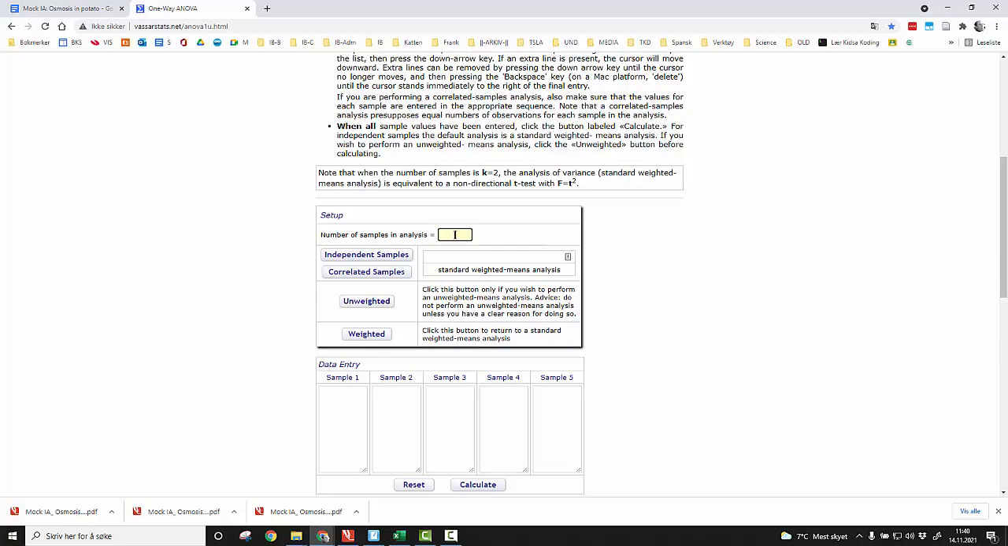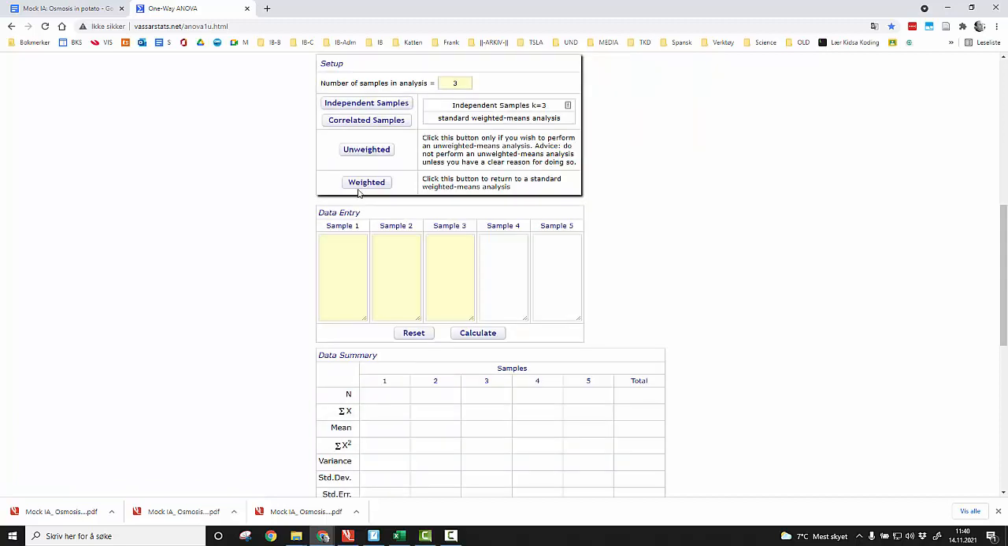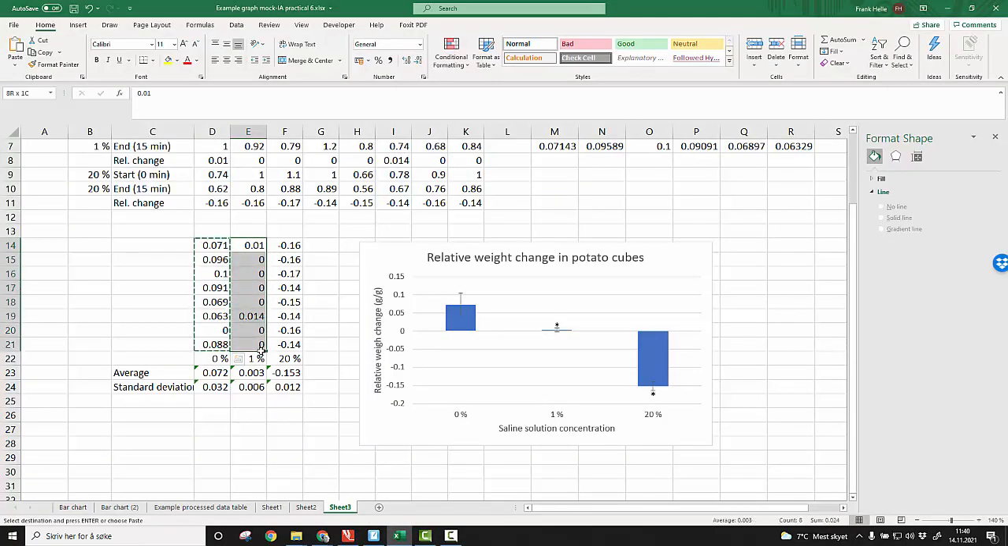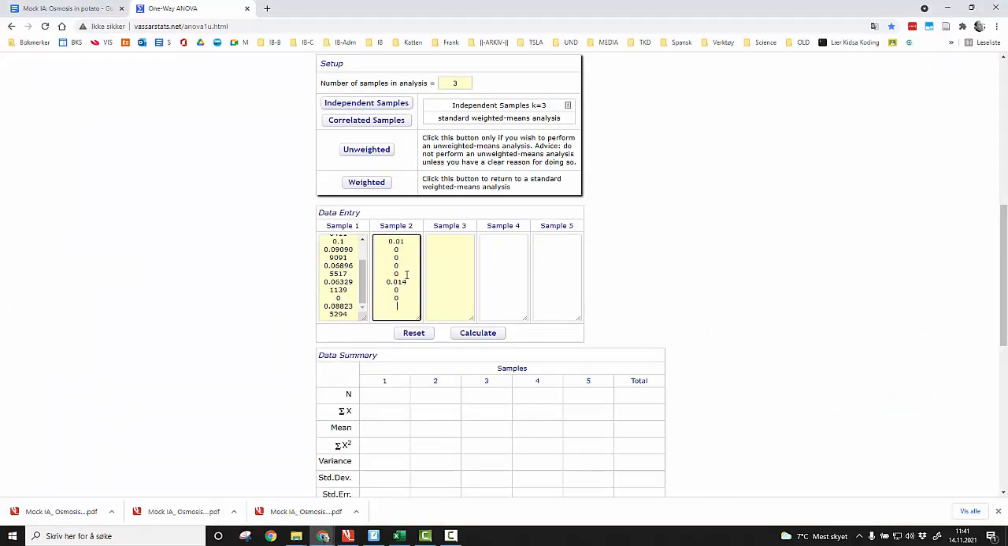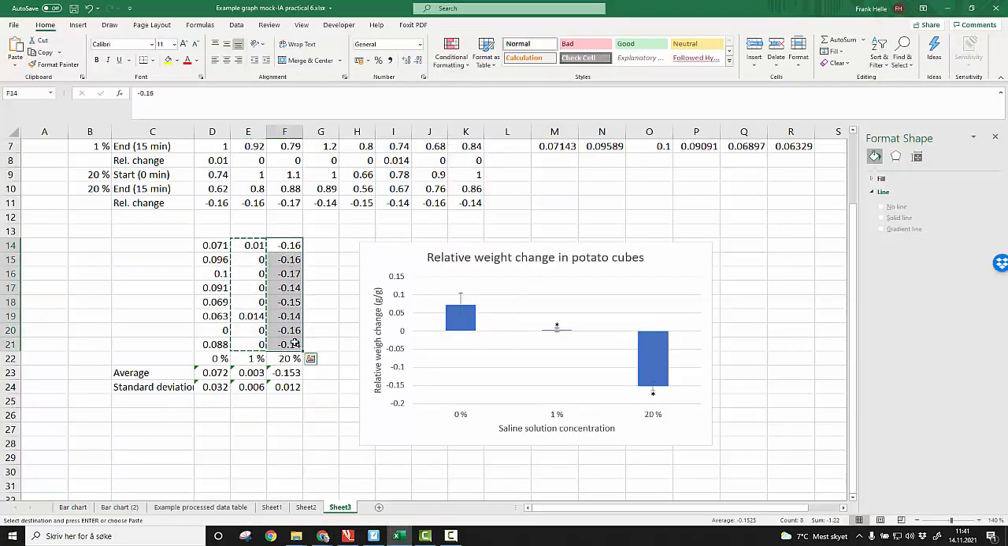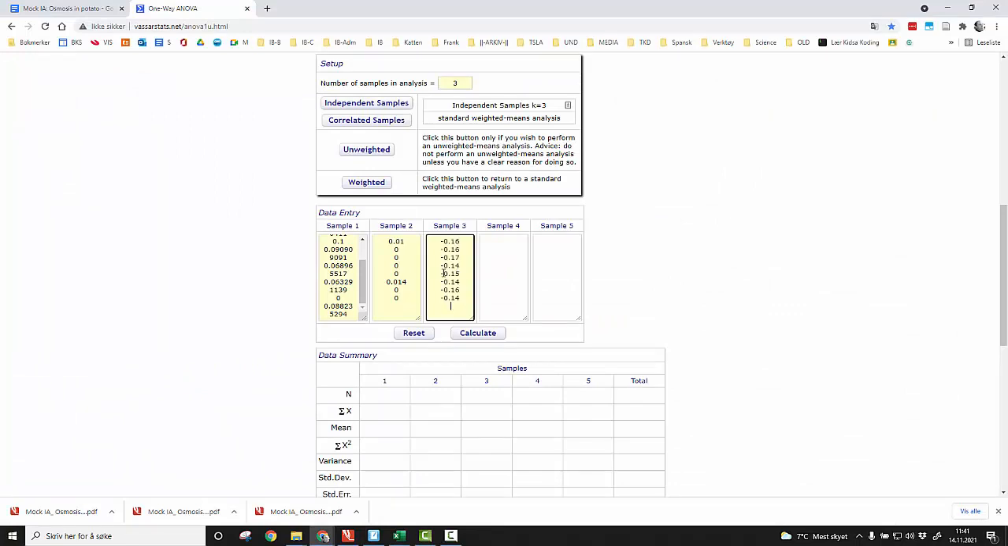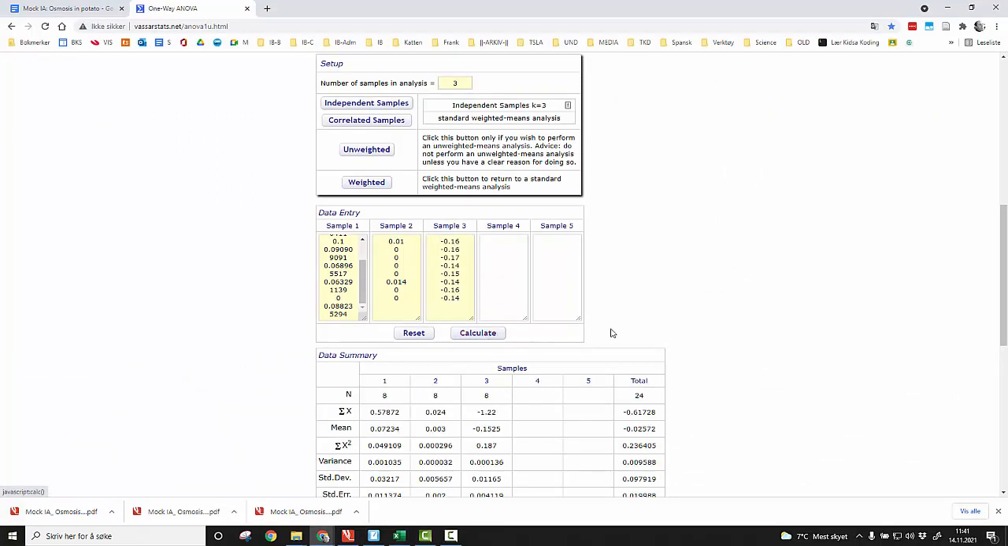So we have 3 groups here, so we write that in this box. We say that the samples are independent, meaning it was different cubes in the 3 solutions. We use a weighted analysis. You always choose weighted. And then we paste the first set of values. We go back to Excel, and then we take the 1%. I remove the empty row, and then 20%. And now we press calculate.